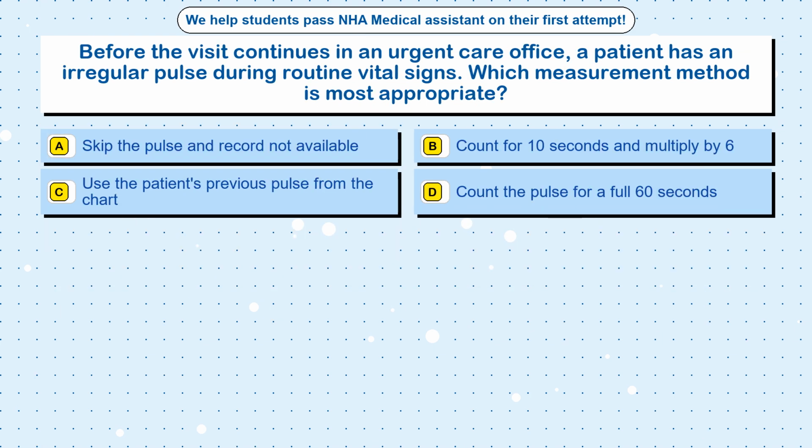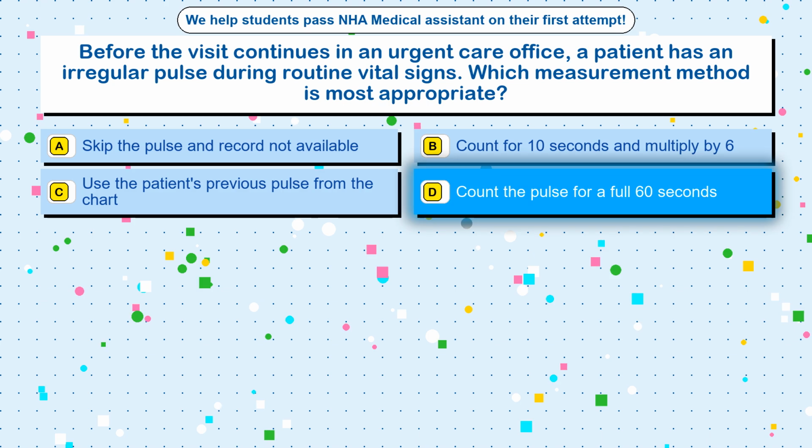Question 5. Before the visit continues in an urgent care office, a patient has an irregular pulse during routine vital signs. Which measurement method is most appropriate? Option A. Skip the pulse and record not available. Option B. Count for 10 seconds and multiply by 6. Option C. Use the patient's previous pulse from the chart. Option D. Count the pulse for a full 60 seconds. The correct answer is option D.